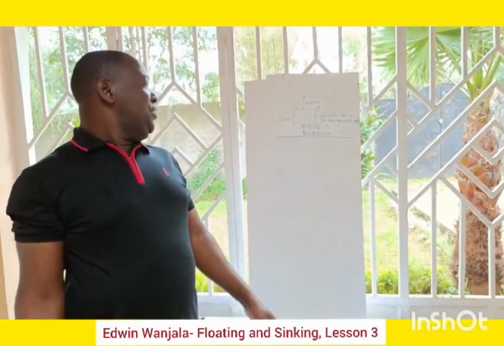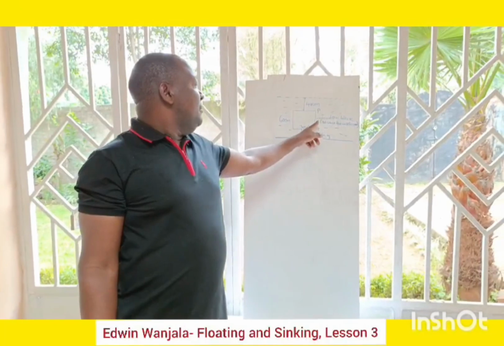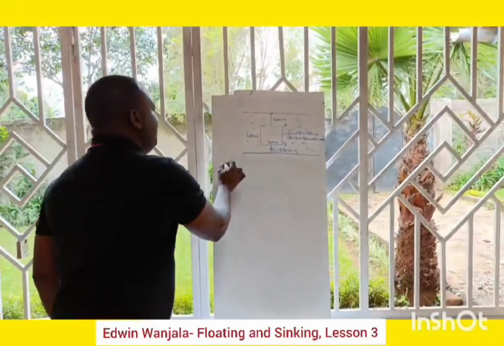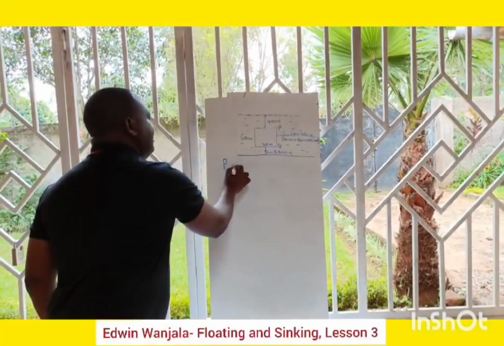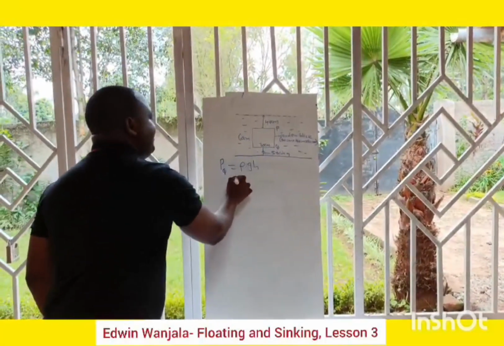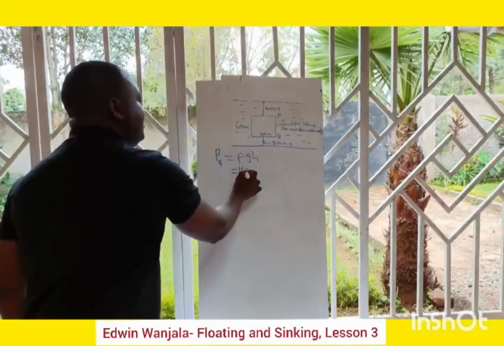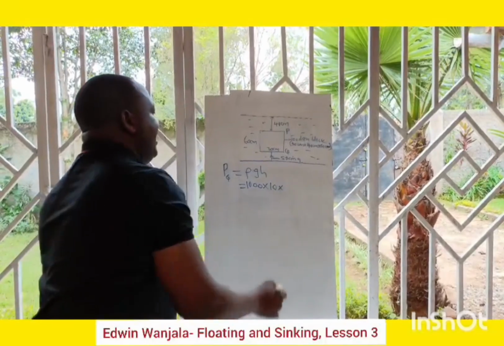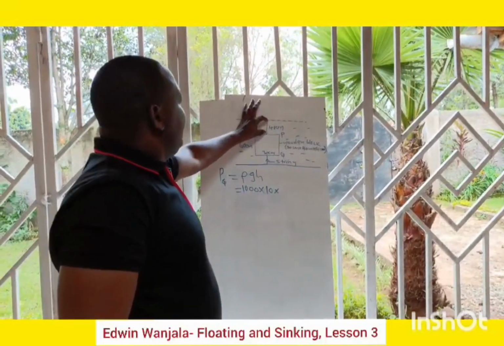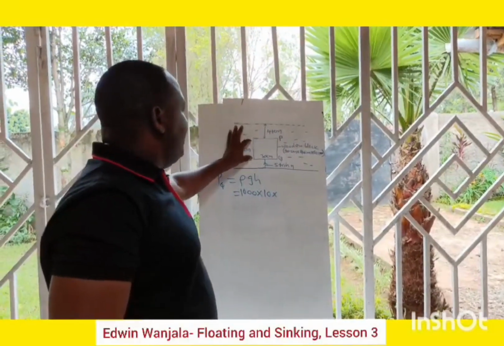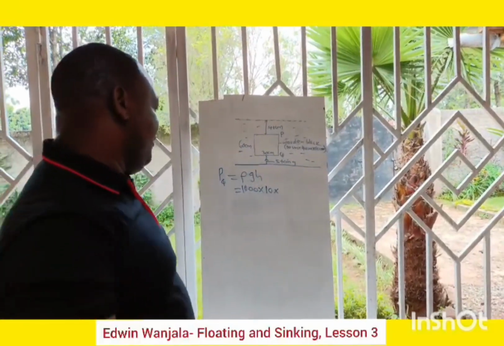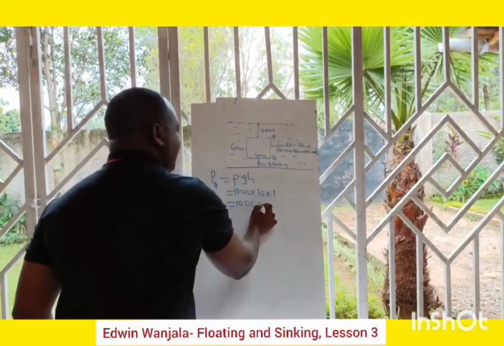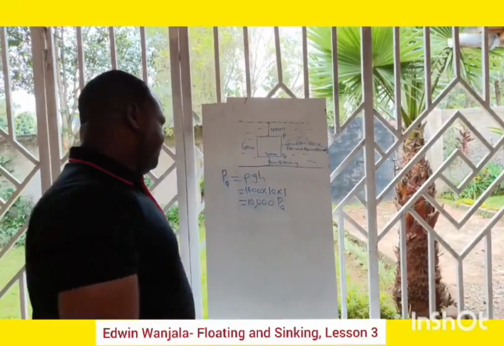Alternative 2, we use the concept of the pressure difference between points P and Q. So we begin by calculating the pressure at point Q. So pressure at point Q is given by rho g h. The density of the water is 1000 kilograms per cubic meters, g is 10, and the height, which is the depth, is 40 centimeters plus 60 centimeters, which gives us 100 centimeters, equivalent to 1 meter. So this gives us a pressure of 10,000 pascals.